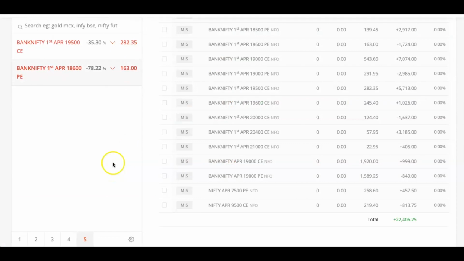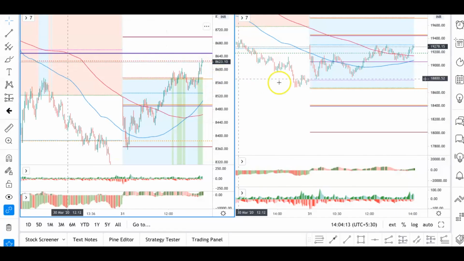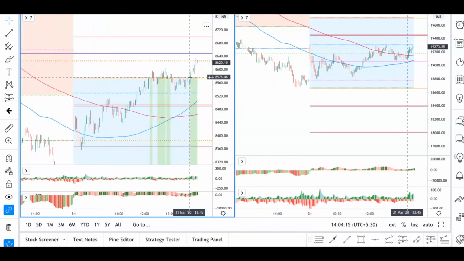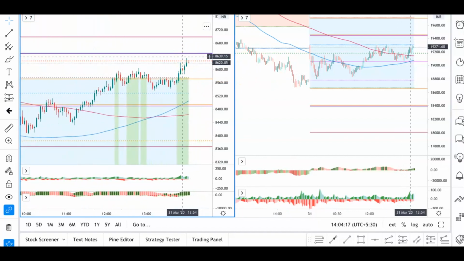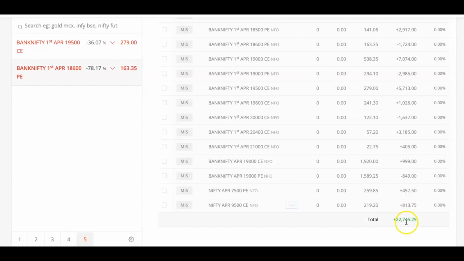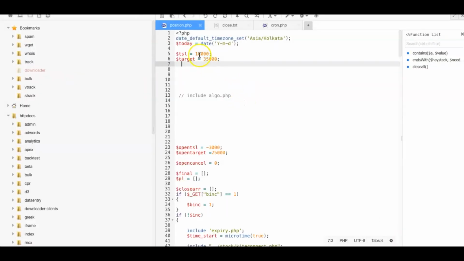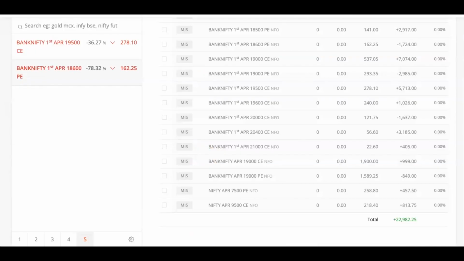So as you can see, the market is falling a little bit. I have good profit from 21,500 to 22,700. As long as there is theta decay, I will keep on holding my position. Now I will trail my stop loss to 20,000. So no matter what, my profit is protected till 20,000.